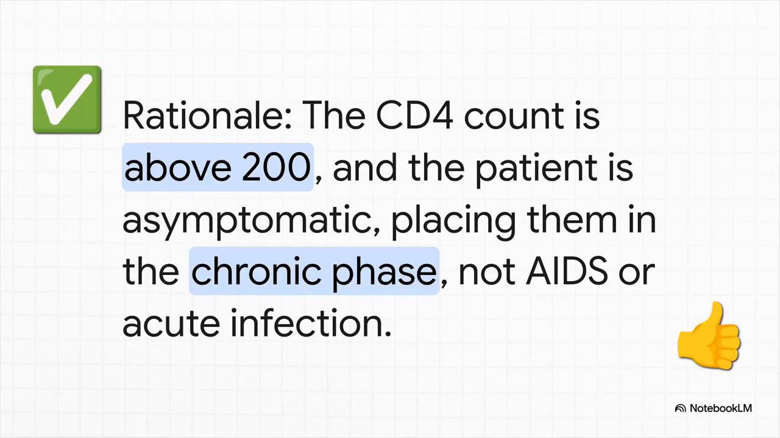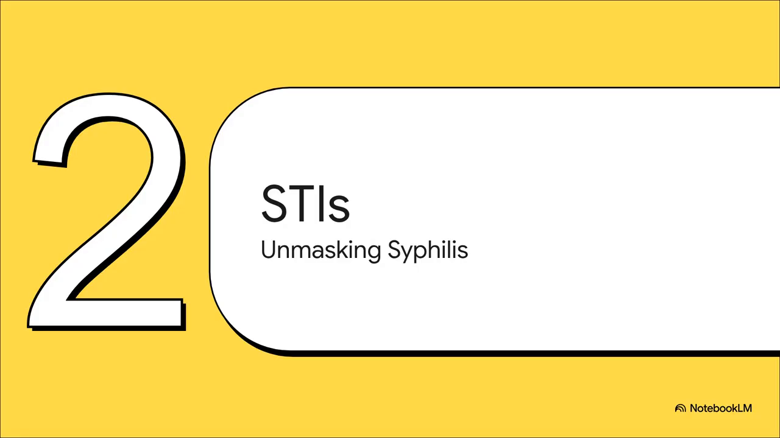All right, let's circle back to that question we started with. The correct answer is C, asymptomatic chronic HIV infection. And the reason is really simple when you know the rule. The patient's CD4 count of 450 is way above that critical AIDS threshold of 200, and they don't have any symptoms. This puts them squarely in that long chronic phase of the infection. Let's move on to our next section.